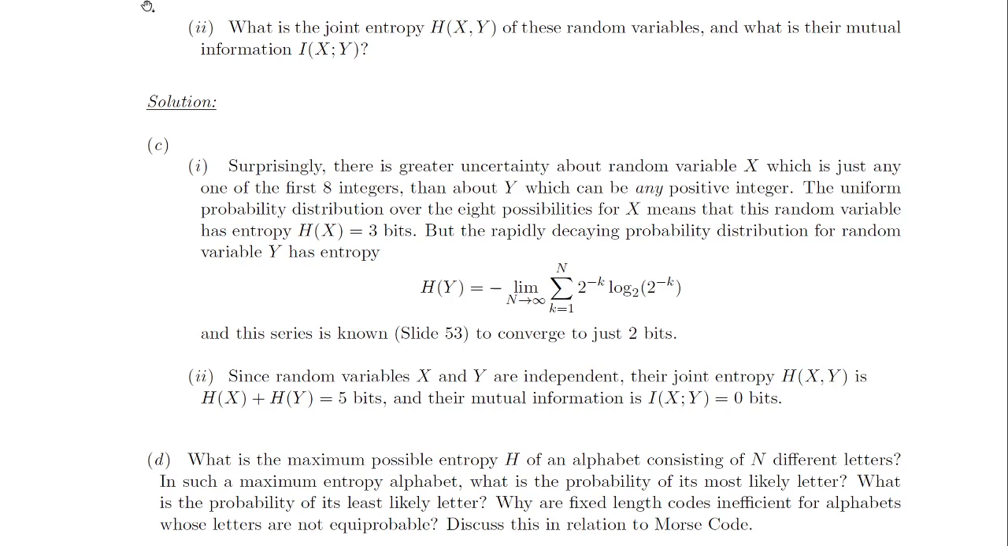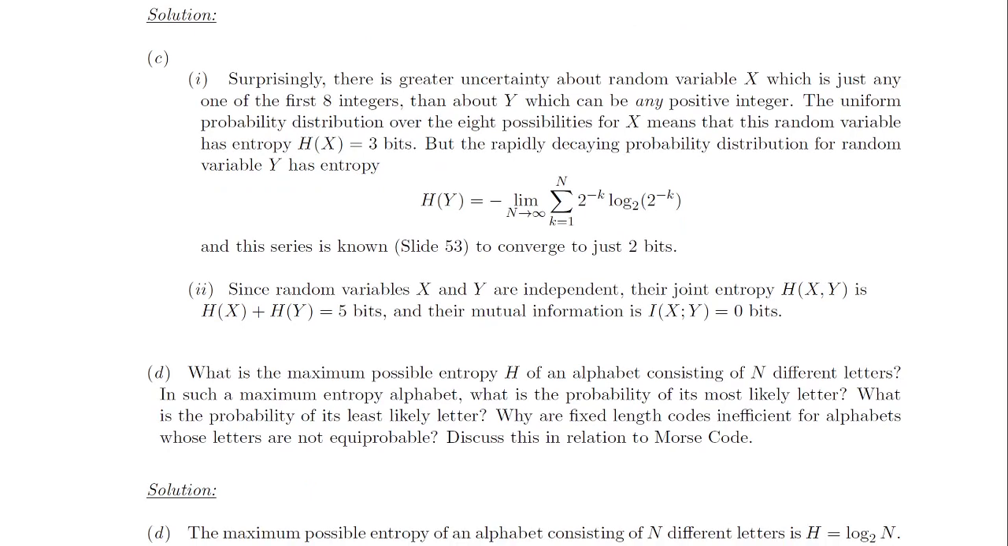Okay, then the second subpart is about the joint entropy of the two random variables. They are specified as independent random variables, and then their mutual information. Well, because they are independent, we know that their joint entropy is going to be just the sum of their individual entropies. Think back to that Venn diagram with non-overlapping ovals. So we have 3 bits plus 2 bits equals 5 bits. And also a consequence of their independence is that their mutual information is 0 bits, because they don't intersect.